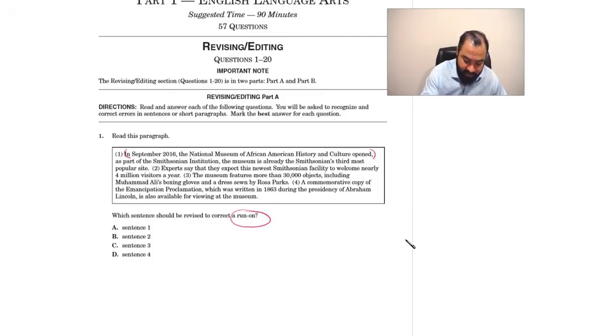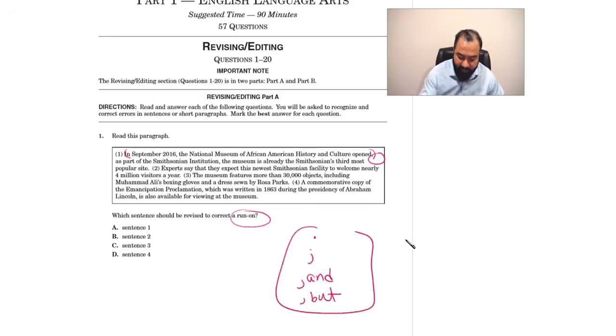It's a complete sentence, so you cannot just put a comma at the end of the complete sentence. At the end of the complete sentence, what are the things we can put? You can put period, you can put semicolon, you can put comma followed by and, or comma followed by but, right? These are the 4 most famous. So they just put a simple comma, so that's a problem. It's an end of the independent clause, means this itself is a full sentence. As part of the Smithsonian Institution, the museum is already blah, blah, blah. So we have a problem in sentence 1. I mean, that's the answer, because that's the run-on.